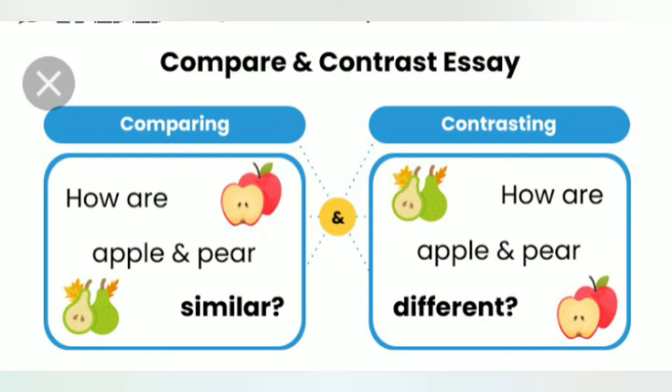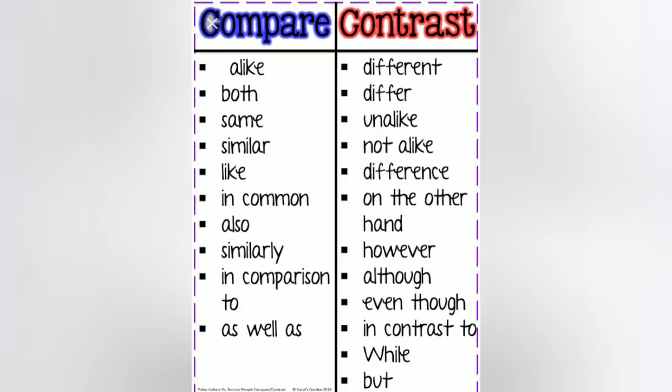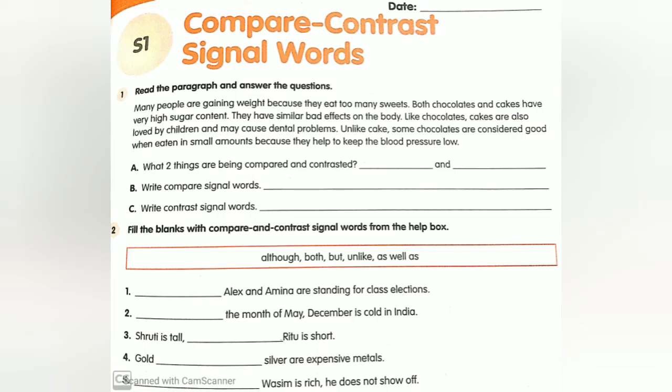Comparing is, for example, how are apple and pear similar? How are apple and pear different? Is contrasting. Open your notebook and write down these compare and contrast words. Compare: alike, both, same, similar, like, in common, also, similarly, in comparison to, as well as. Contrast words: different, differ, unlike, not alike, difference, on the other hand, however, although, even though, in contrast to, while, but. Today we will read compare and contrast paragraphs and look for signal words.